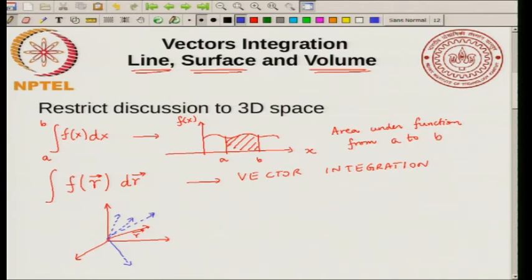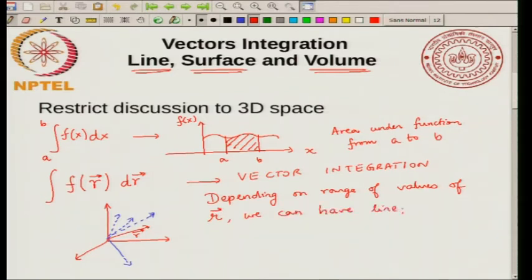Now, there are different ways to do it. If you integrate over a range of values of R, and say your R can be anywhere in some region, then you can have a volume integral. If you say your R has to be restricted to one line, then you get a line integral. So, what I want to emphasize is that depending on the range of values of R, we can have line, surface, and volume integrals.